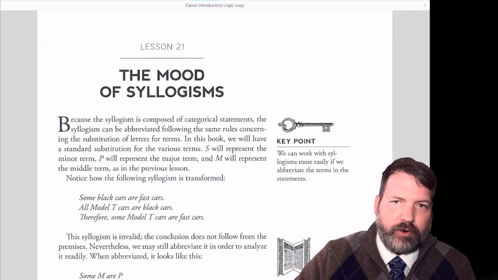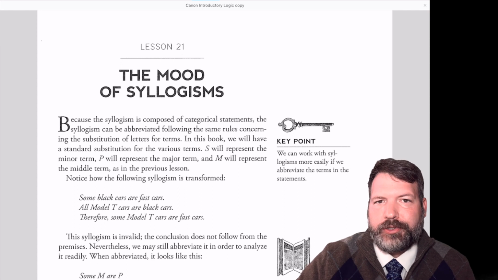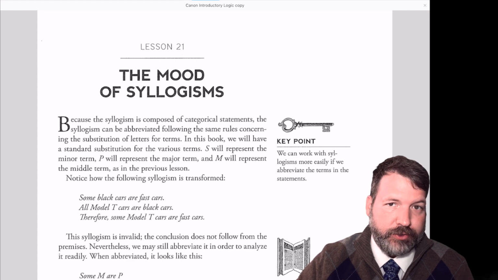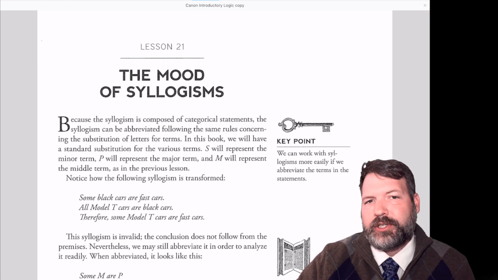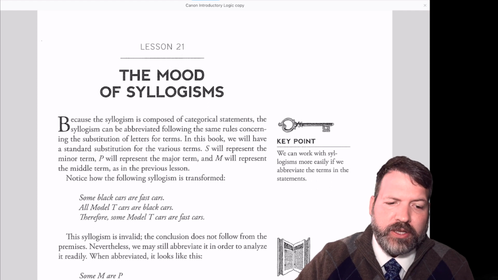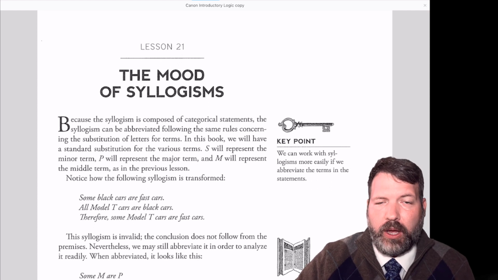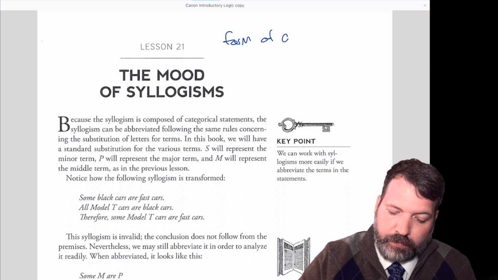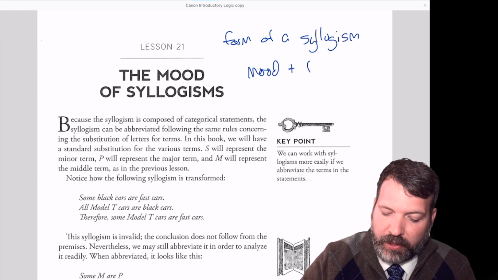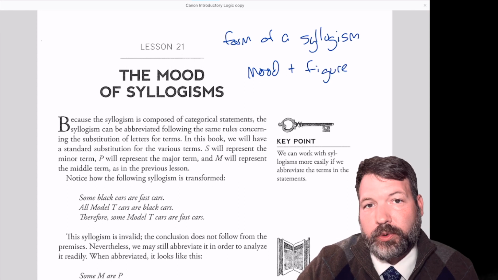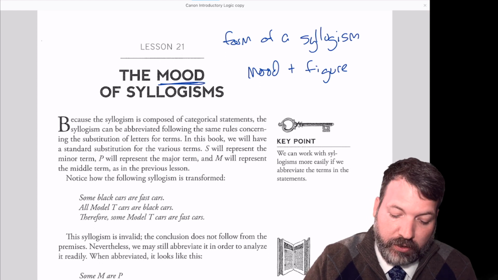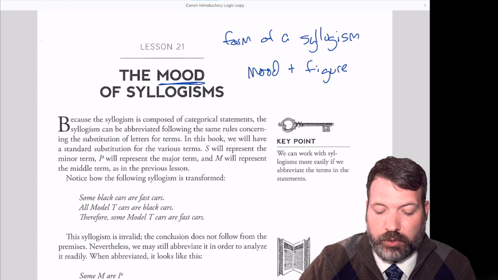So what we will soon discover is that the actual terms in an argument don't matter very much at all. They do affect whether the argument has true statements or false statements. But we're not going to worry about that just yet. What we're interested in is what do the arguments look like? What's the form of the argument? And the form of a syllogism is simply the mood plus the figure. So these two lessons we're going to look at today, 21 and 22, cover mood and figure. Mood, you can see here, lesson 21. Figure is going to be lesson 22.